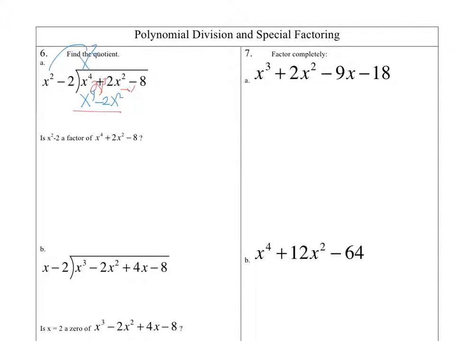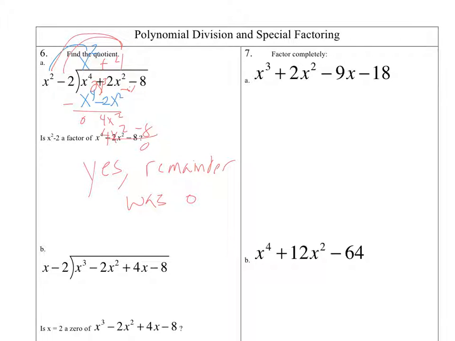Okay, I go to subtract. I get 0, and I get 4x squared. X squared to 4x squared, that's going to be plus 4. When I multiply that down, I'm going to end up with 4x squared and minus 8. When I subtract, I get 0. Yes, it is a factor, and that's because the remainder was 0.